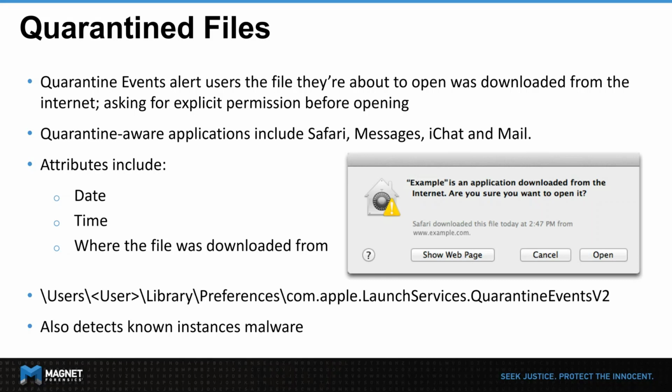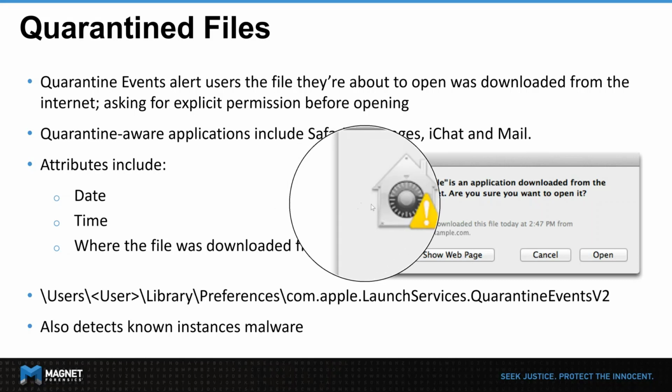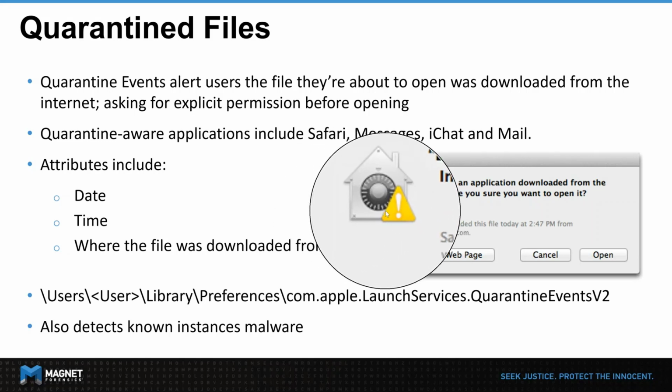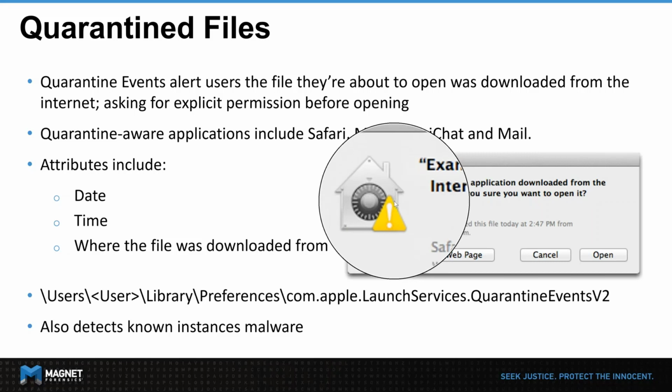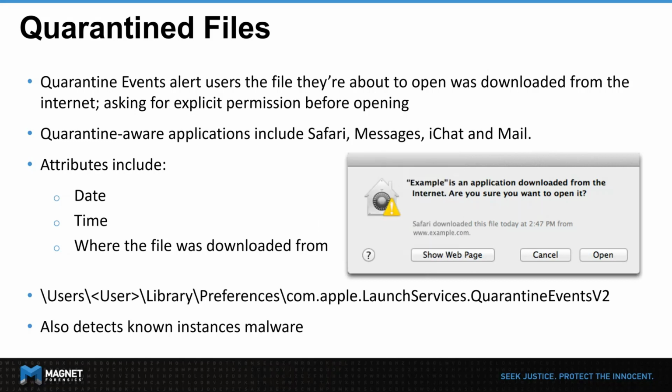The Quarantine Events database also helps detect known instances of malware. So that prompt on the right-hand side will actually say, this is known malware, to really protect that end user. Also, this little image can even tell you little things, like that exclamation mark. That's going to pop up when the apps haven't been notarized by Apple. So you'll get this little icon warning about that.